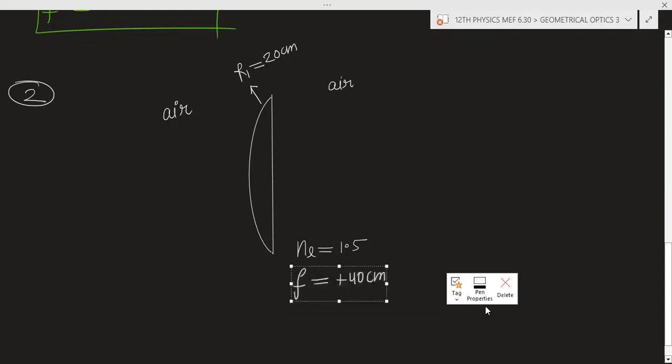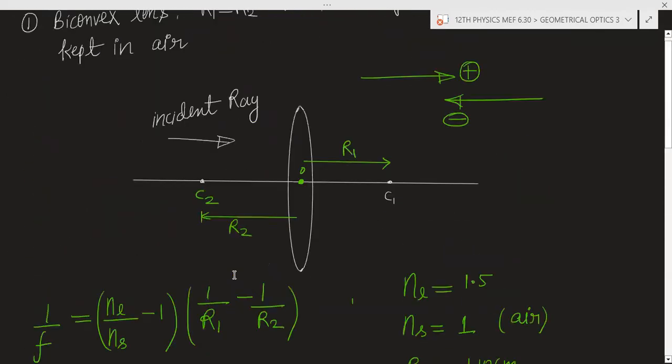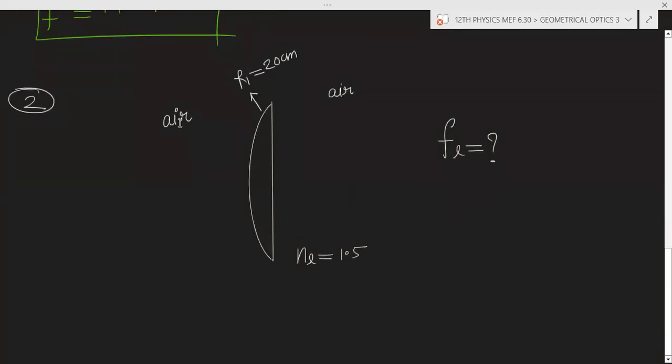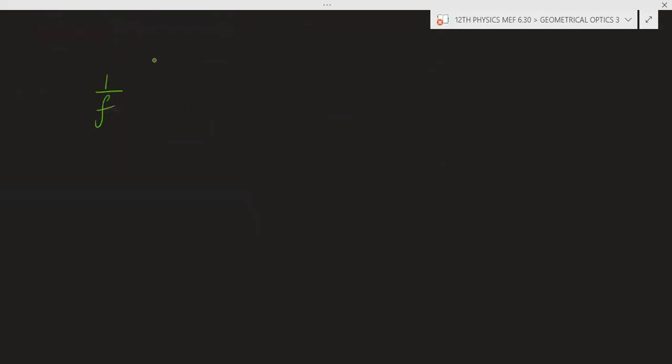Actually, this we have to calculate. You have to calculate the focal length of the lens. The refractive index of the lens is given. So again, for calculating the focal length of the lens, we have the lens maker formula. We will apply the lens maker formula. 1 upon f is equal to refractive index of the lens divided by refractive index of the surrounding medium minus 1, multiplied by 1 upon radius of curvature of surface 1 minus 1 upon radius of curvature of surface 2.